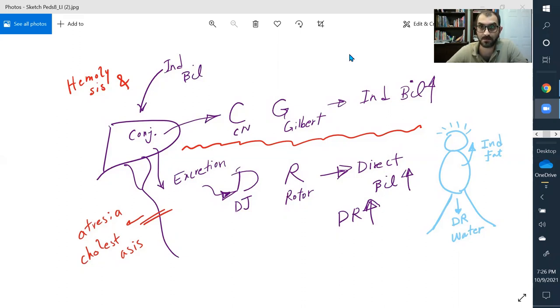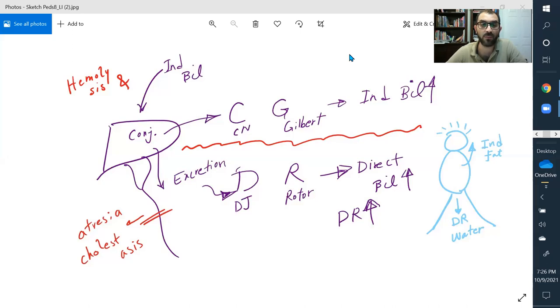Is that clear for everybody? Any questions? If you have any questions, ask now, because we want to move forward, especially the doctors who are seeing it for the first time. If not, we are moving forward.